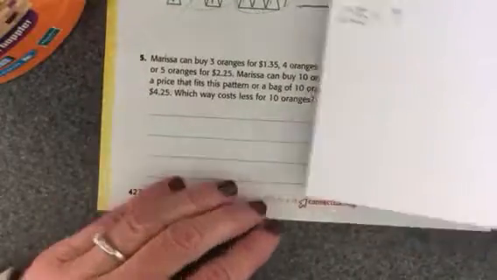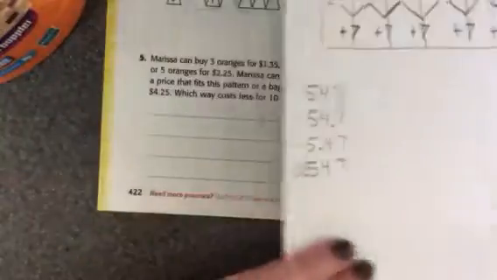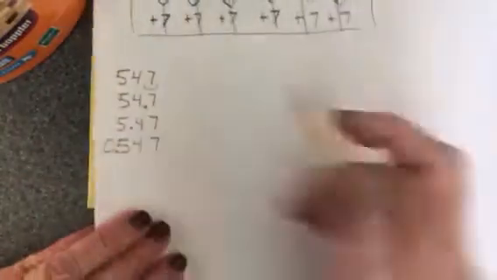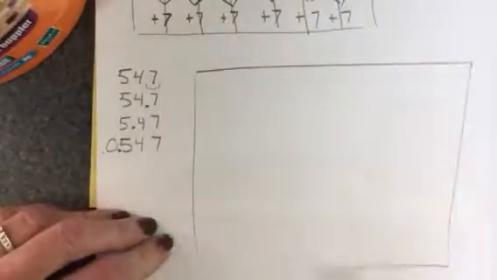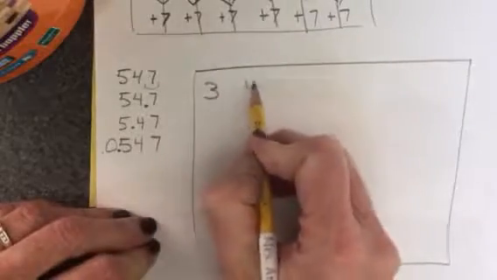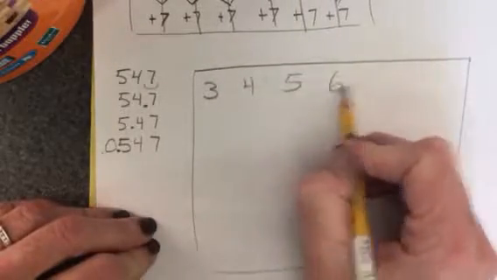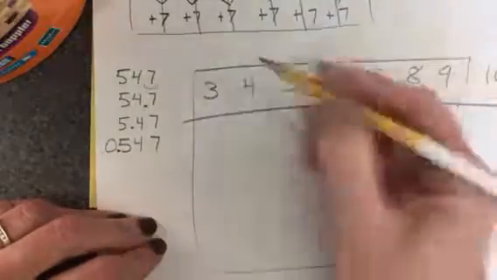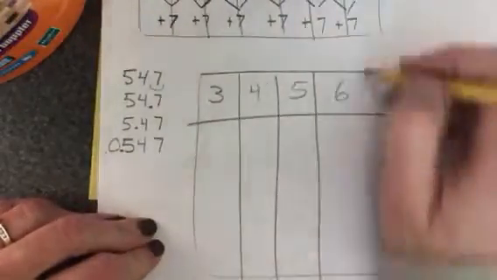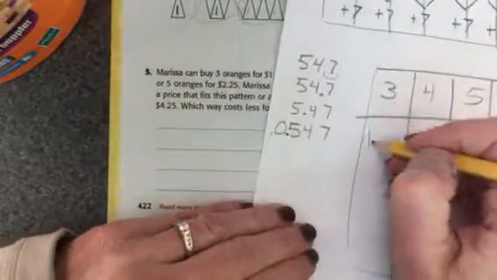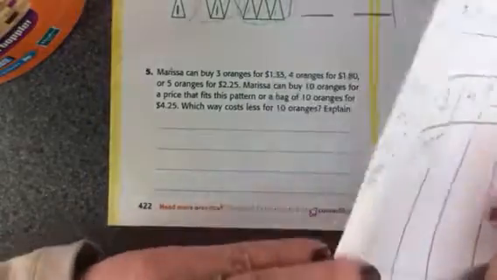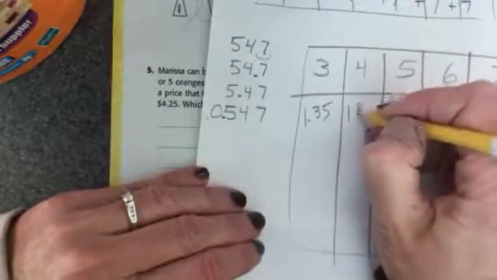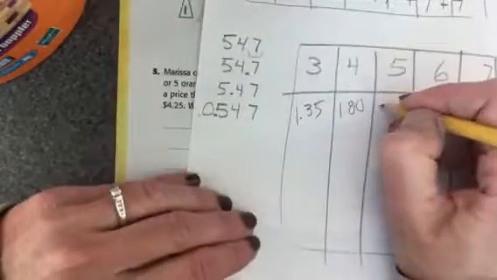So it looks like I'm going to go like this, from 3 oranges, 3, 4, 5, 6, 7, 8, 9, and 10. Okay, 3 oranges is $1.35, 4 oranges is $1.80, 5 oranges is $2.25. Let's figure out what this pattern is.